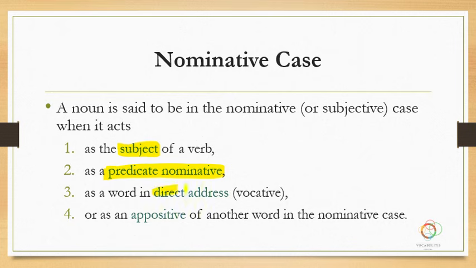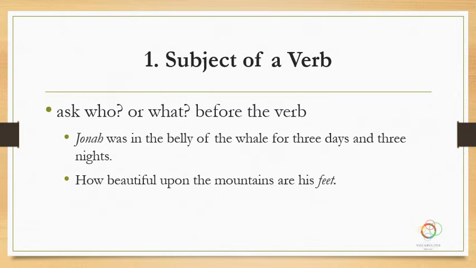If it's used in direct address, and that means if you're calling this person, like when you say, oh God, or oh my dear friend, that's a direct address. Or as an appositive of another word, and that word you saw earlier in the video very briefly. Appositive is when something is repeated. We'll see them when we discuss them more in detail here. So let's go over those four situations.